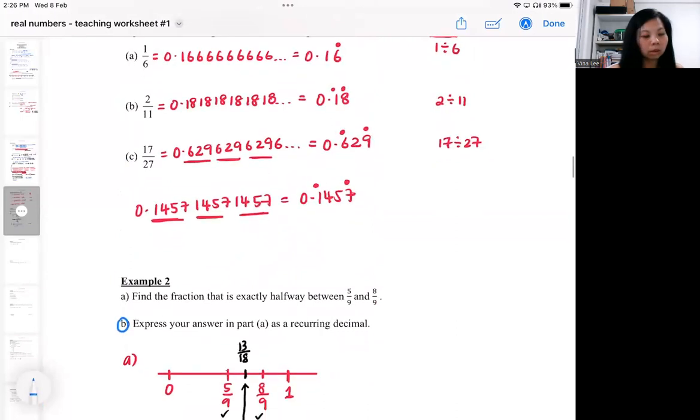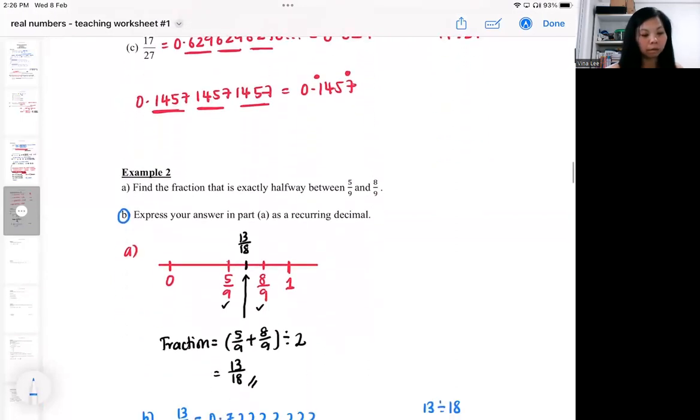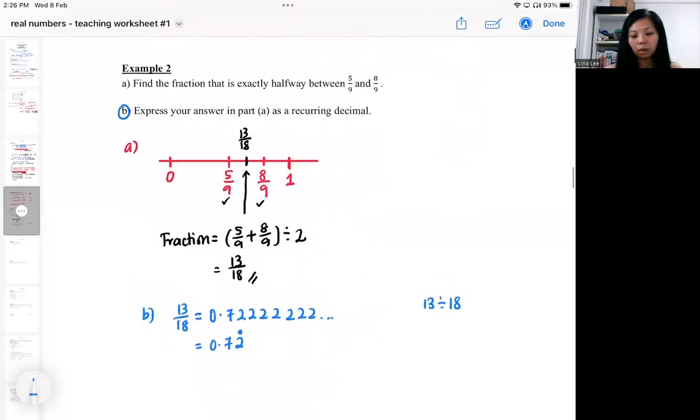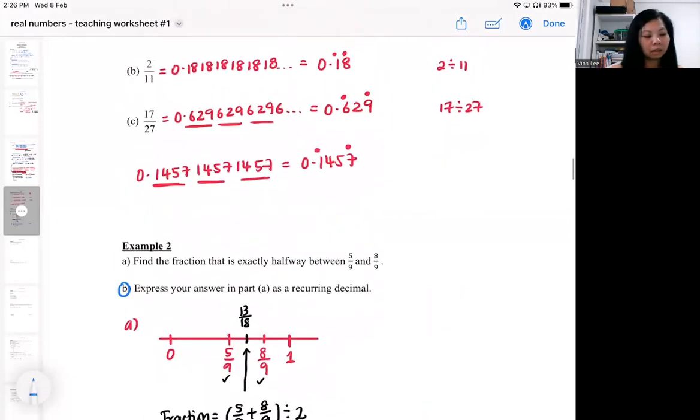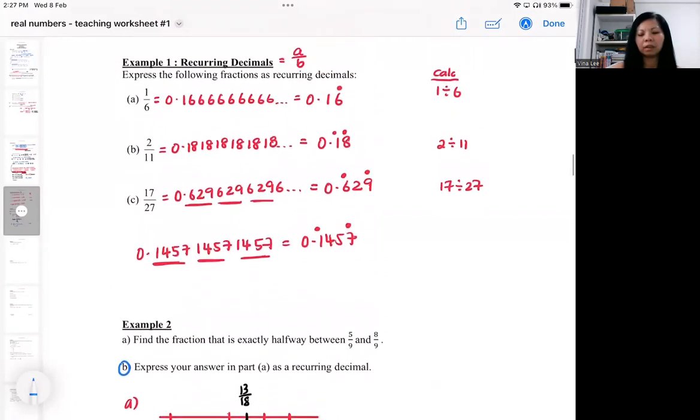So this is mainly on the idea of recurring. Later on, this can be factored into some arrangement, some questions that need you to arrange numbers. Okay, so that's example 1 and 2.